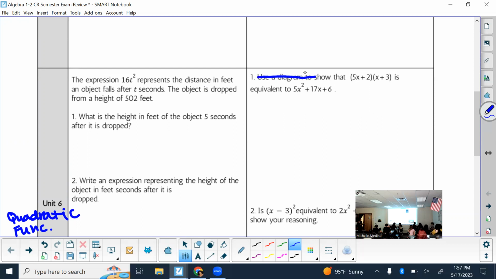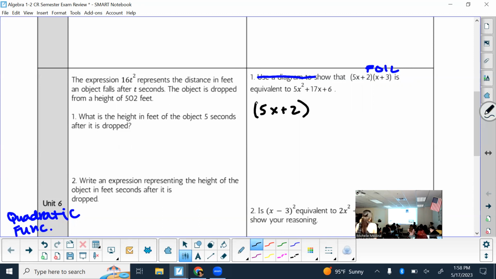You could FOIL the factored form and see if it gives you the standard form. You could also factor the standard form and see if it gives you what it says. I do think FOILing is easier. And on this one, is it asking you if it's equivalent or is it saying to prove that it's equivalent? I bet someone is going to say, actually, they're not equivalent. Don't say that. We're just asking you to prove that they are. So FOIL it is one of those ways that you could do that.